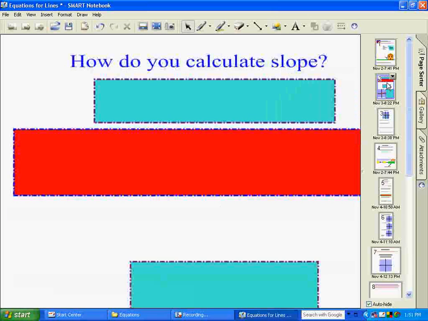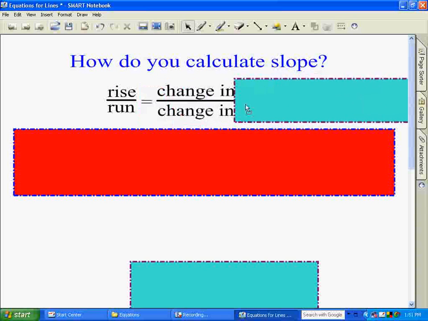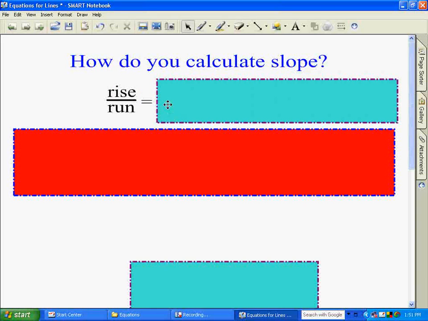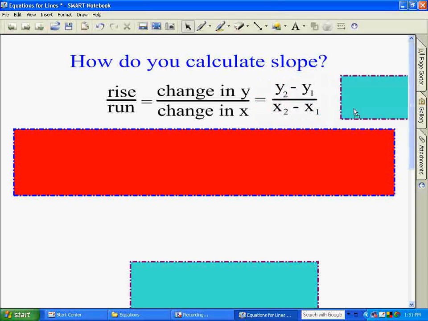Okay? So how do you calculate slope? You might have heard these things before. Rise over run is a way to calculate slope. Change in y divided by the change in x is another way to calculate slope. Or y2 minus y1 over x2 minus x1. That's the actual formula if you have coordinates and you want to find the slope of coordinates.